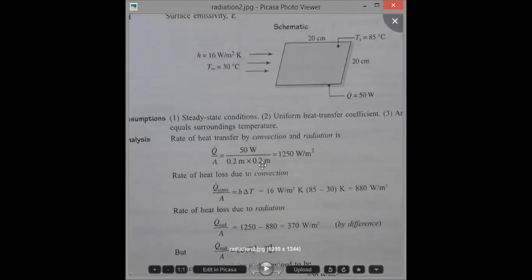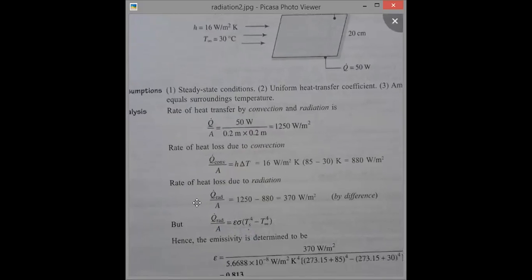Now, the rate of heat transfer by convection and radiation, Q by A per meter square. Q is given 50 watt, so 1250 watt per meter square is the heat transfer rate. Heat loss due to convection, Q convection by A, is equal to h delta T, which is 16 multiplied by 85 minus 30, so it is equal to 880 watt per meter square.